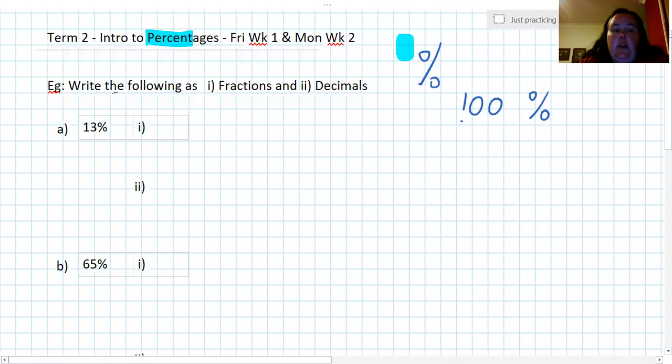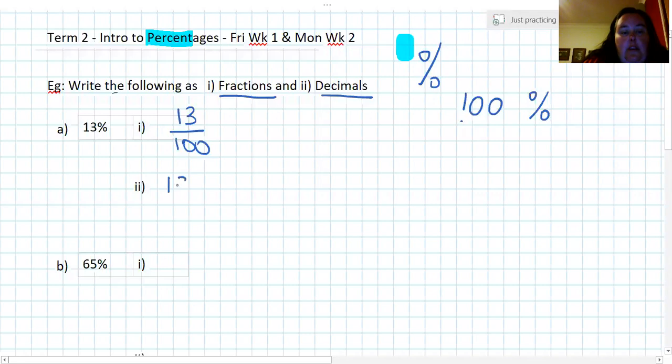So we're going to do these questions. Write the following as a fraction and then as a decimal. So we'll start with 13%. 13% is 13 out of 100. And that's all we do. You can't simplify it any further. That's as much as we go. But what about as a decimal?